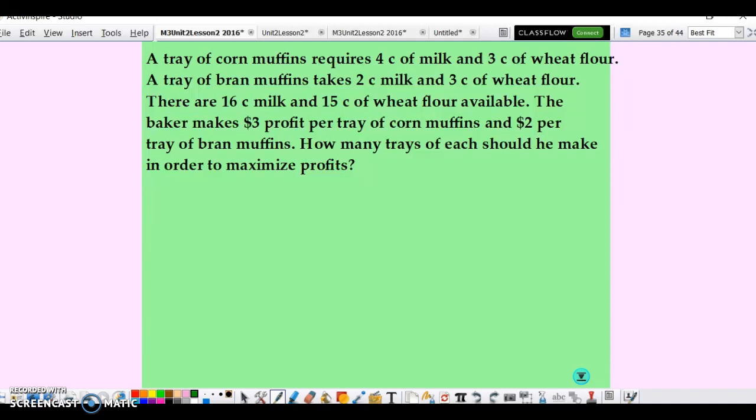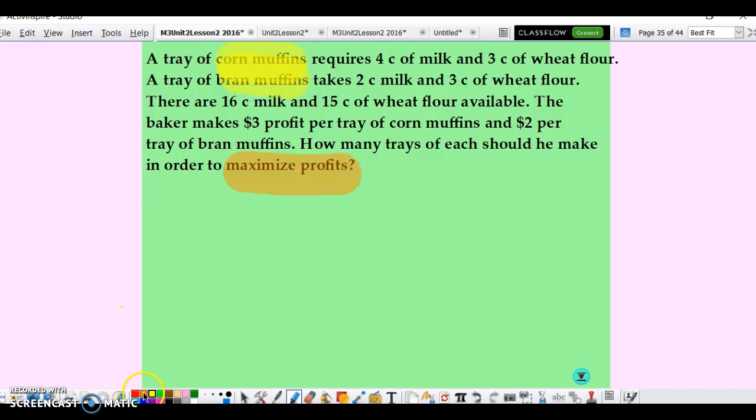This is a linear programming problem, and you can tell by all the information we're given, where there are lots of things to follow and different amounts to create inequalities for. So we need to identify what our objective, our variables, and our constraints are. First of all, let's talk about our objective. Of course, this baker wants to make profit, so that's our objective in orange. Our variables are always two things. In this case, we're talking about corn muffins and bran muffins.